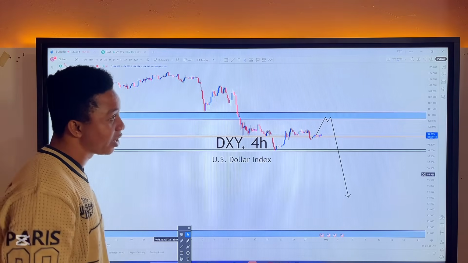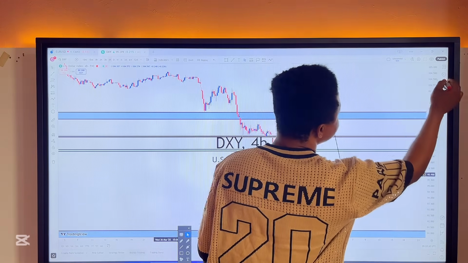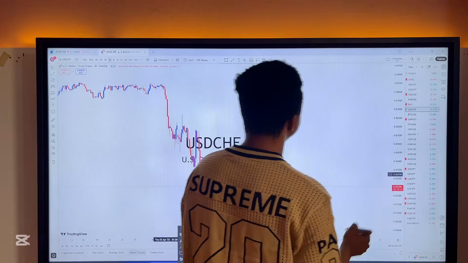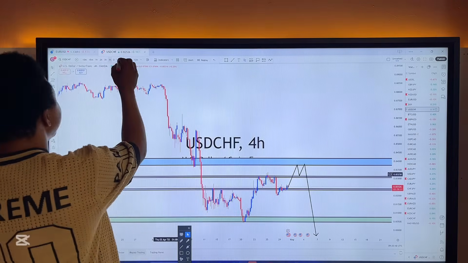All right, let's move to the next pair on the list. Next pair on the list. All right, next pair is going to be USD. Now USD, I'm also looking for a sell on this pair.